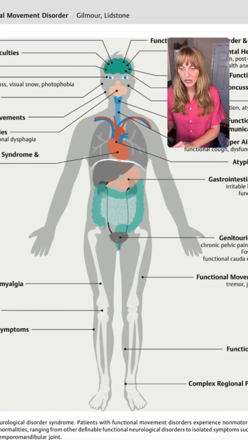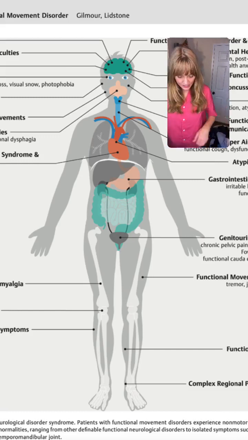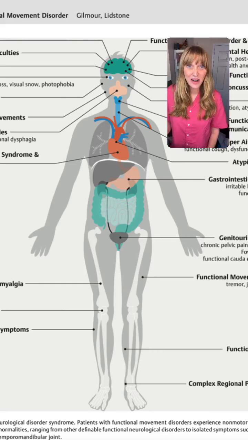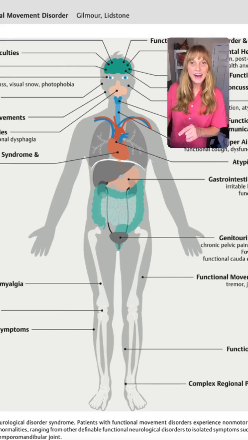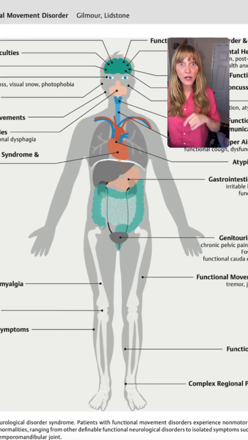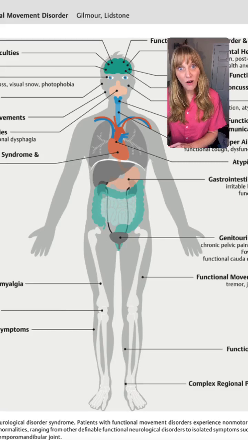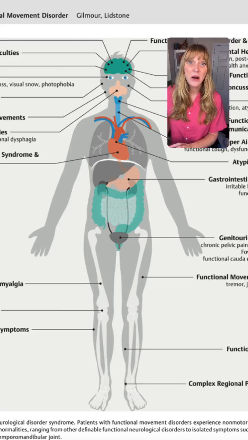Not listed on here, but also starting to be seen in the literature is autism as a coexisting condition. It's not a functional neurologic disorder. Long COVID as a coexisting condition. It's not a functional neurologic disorder. And listed on here, though, as a coexisting condition, POTS or dysautonomia. Again, that's not a functional neurologic disorder, but we see it coexisting.